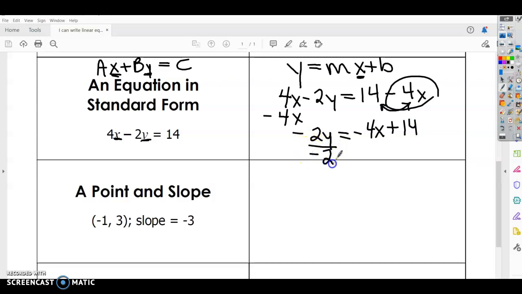Then I need to divide everything by -2. So divide the whole equation so that you're not changing anything. -2 divided by -2 gives you 1, so that leaves y by itself, which is what we want up here, y by itself. -4 divided by -2 is positive 2x, and then positive 14 divided by -2 is -7. So now we have y equals mx plus b, and that would be a negative b, but still we have it in slope-intercept form.